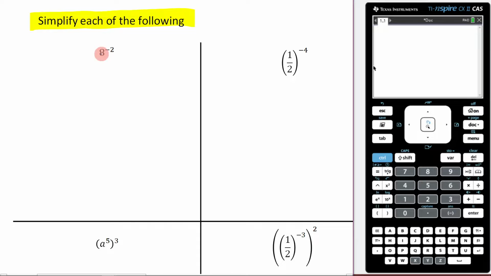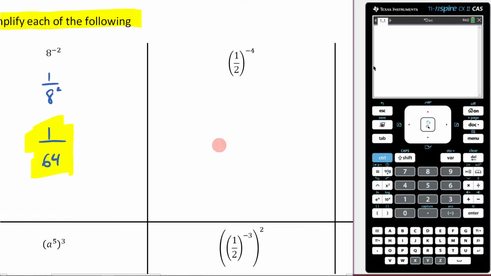So we have 8 raised to the -2. Remember, when you're raising something to a negative power, what you want to do is take the reciprocal of it, and then once you've done that, you can change the sign of the power. Now, you're just saying, what's 8 squared? It's 1 on 64. That is our answer to the first one.